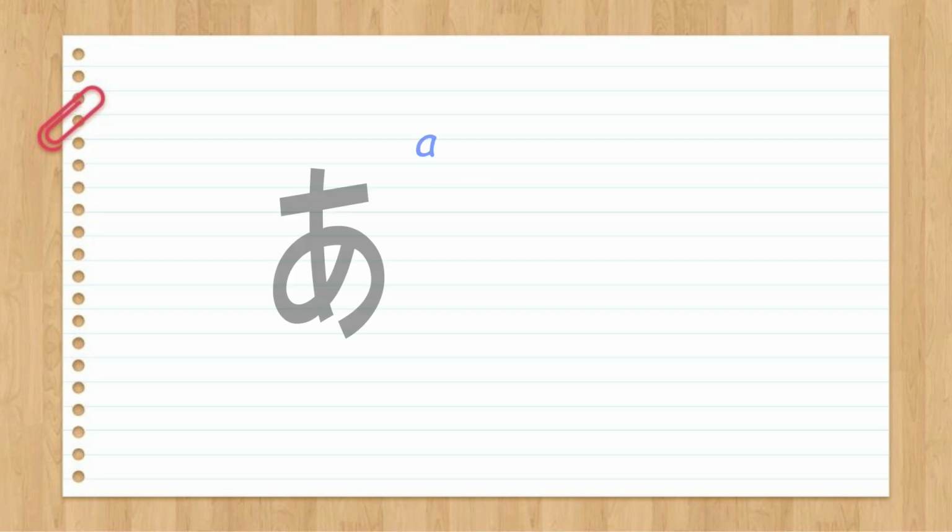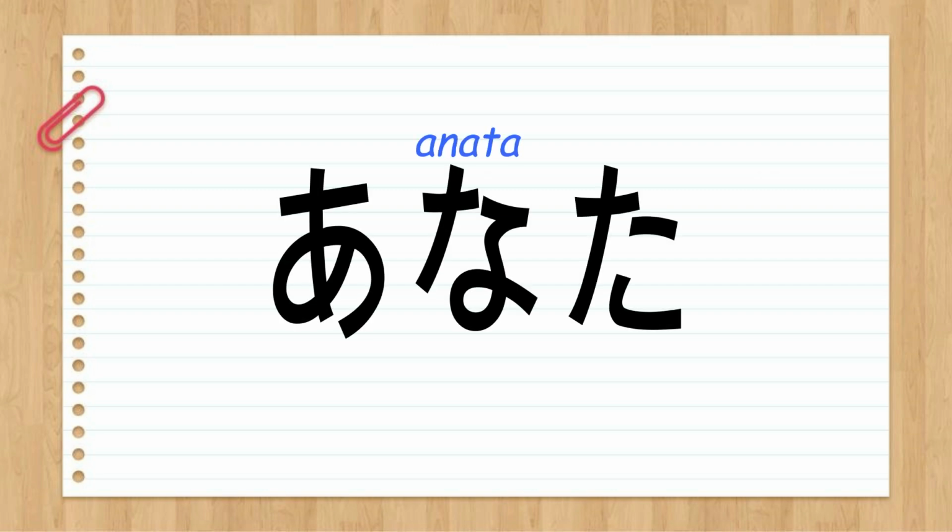Also take note, anata is used to address someone with whom one is very familiar with, such as one's husband, wife, romantic partner, or etc. It can sound impolite if used to someone not familiar with you.